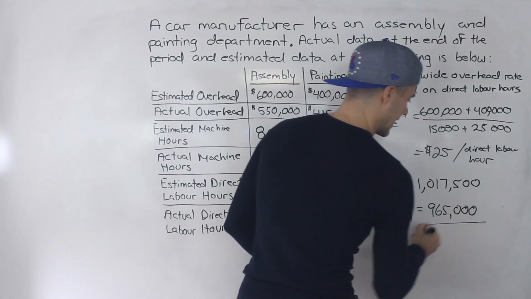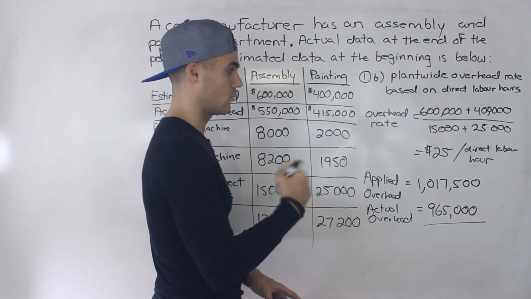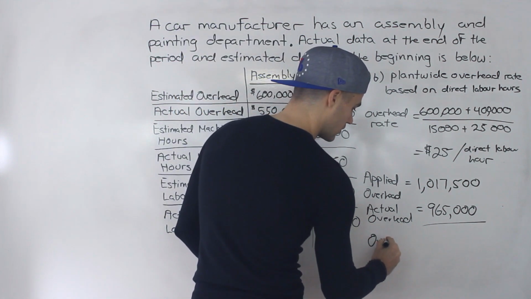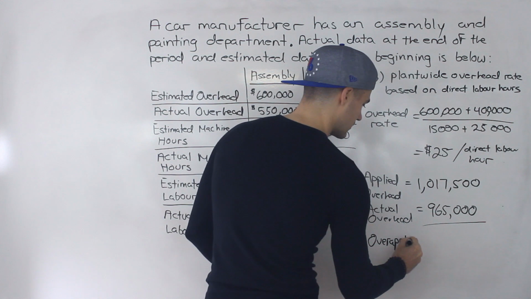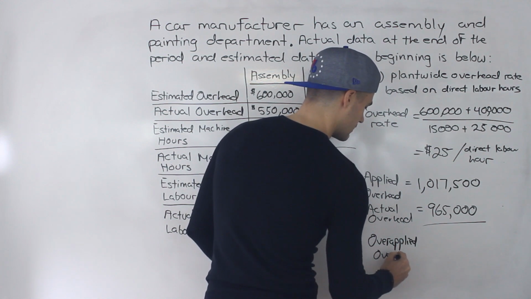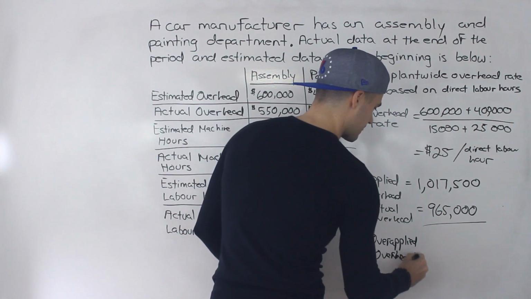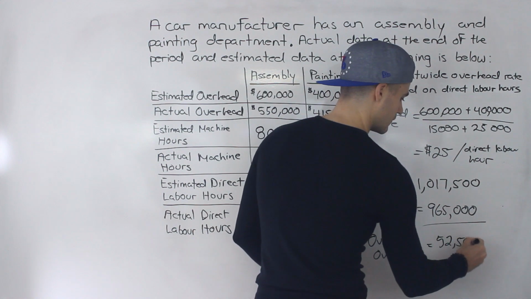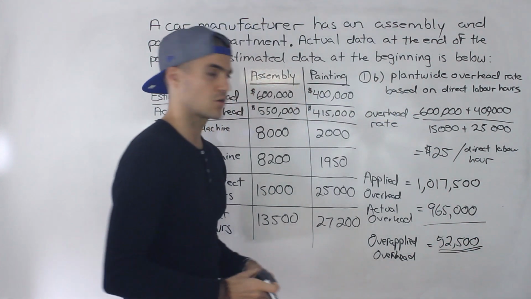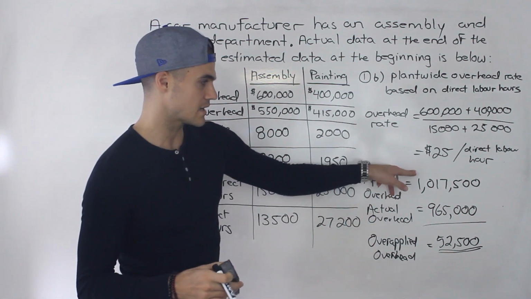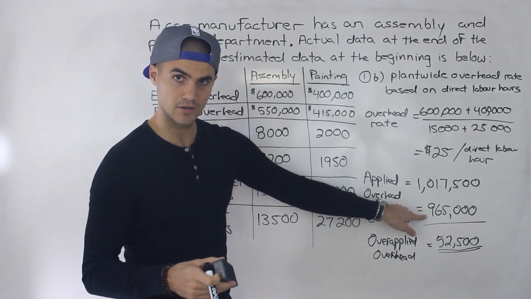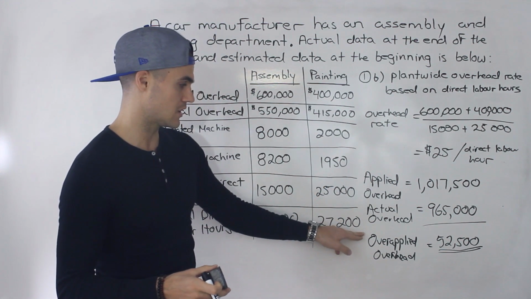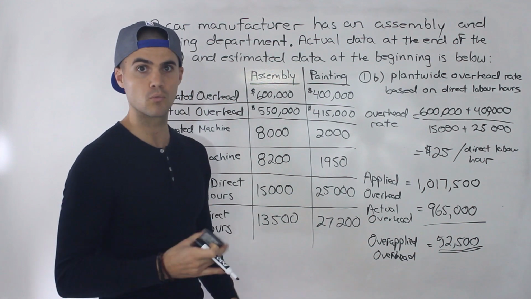And notice in this case, again, the overhead is overapplied, right? The applied overhead is greater than the actual overhead. So we have overapplied overhead, and it's the difference between these, which is 52,500. So both of them were overapplied. If the applied overhead you got was less than 965,000, then it would be underapplied, the opposite. That would be the variance, but both of them were overapplied.